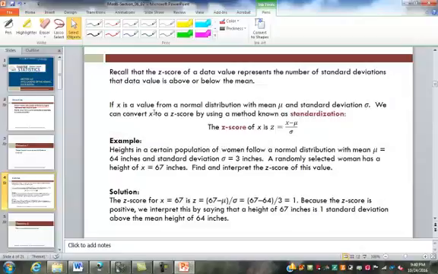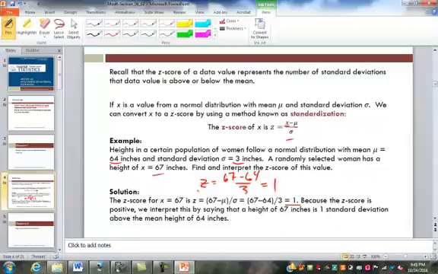So we've done z-scores before. All a z-score is, as you can see here, is the value minus the mean divided by the standard deviation. So the example, just to review z-scores: heights of a certain population of women follow a normal distribution with a mean of 64 inches, standard deviation of 3. A randomly selected woman has a height of 67 inches. The z-score is just the value of 67 minus the mean of 64 divided by 3, which is a positive 1. And that's what they're showing down here in their calculation, getting the positive 1.